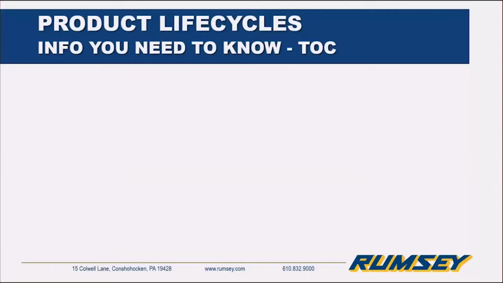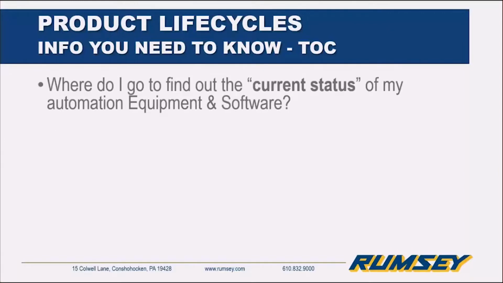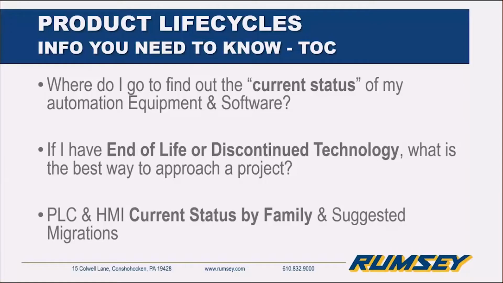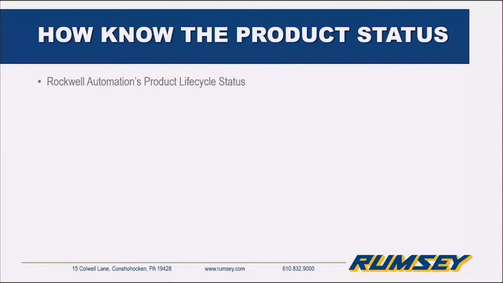All right. So product life cycles. Info you need to know. This is a good summary of what we're going to cover today. First, where do you go to find out the current status? We're going to talk about hardware and software. And then also, if you have what's defined in a moment as end of life or a discontinued product, we're going to give you some suggestions of the best approach. And going along with that, I'm going to mention what is current and give you some history and some guidance on futuristic suggestions.